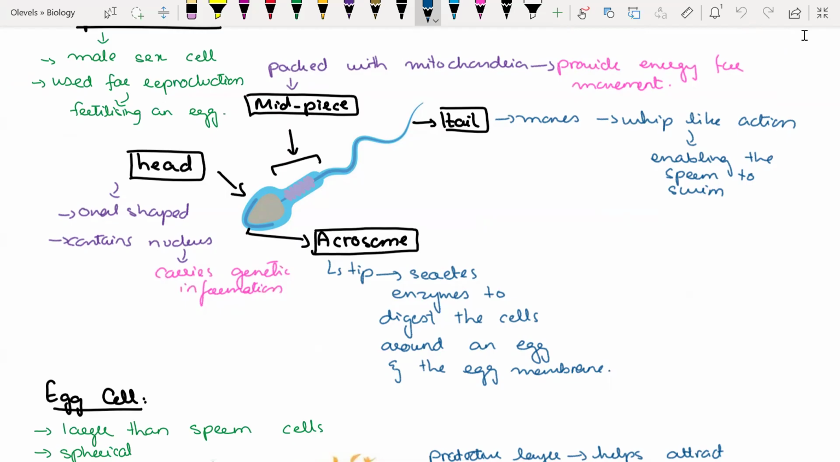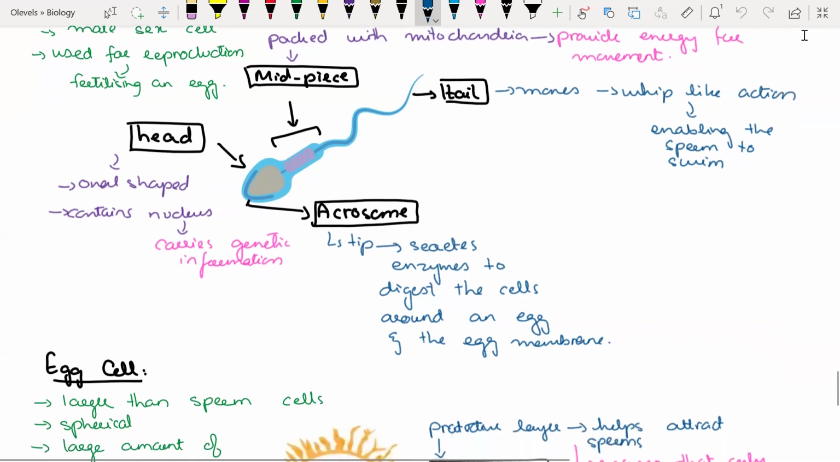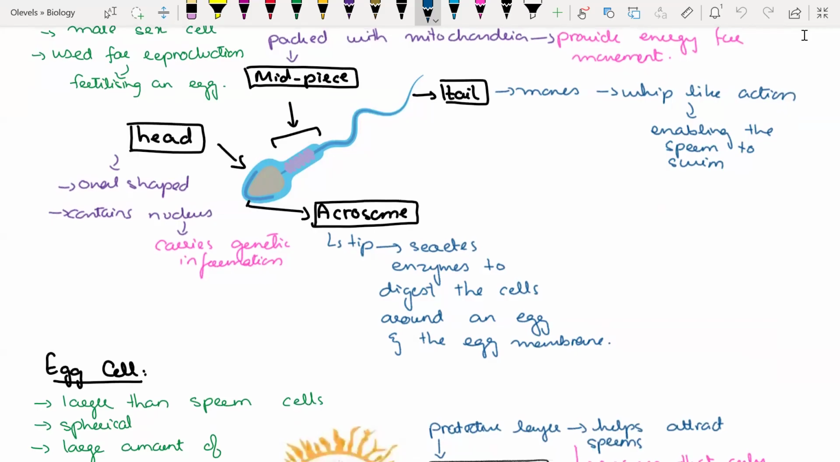The head is oval shaped and it contains the nucleus. What is inside the nucleus? It's the genetic material that resides in the nucleus, right? Then the tip of the head or the tip of the sperm cell is called the acrosome, right? Now, there's a significance of the acrosome: it secretes enzymes that are used to digest the cells around an egg and the egg membrane, right?